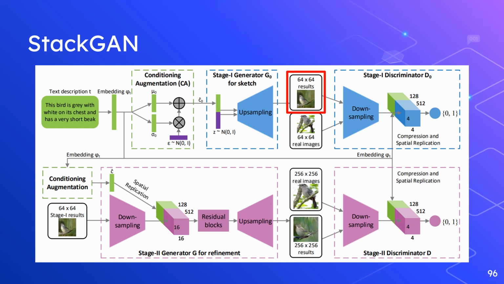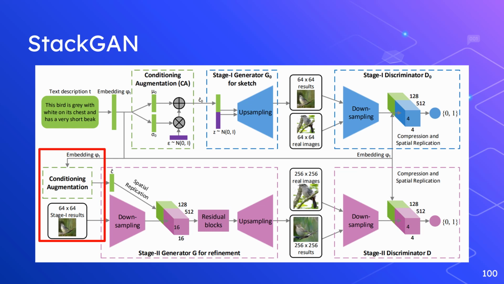These are low resolution images of 64 by 64 that have the main components of the image but not the finer details. These are compared with other 64 by 64 real images that are downsampled and sent to the discriminator. The discriminator takes the real images and generated images and classifies them, along with the conditioning variable of the text embedding that we initially got from the first layer.